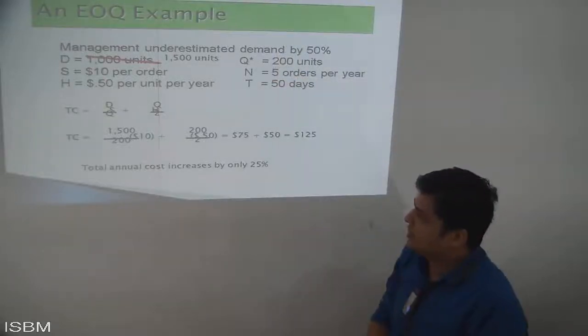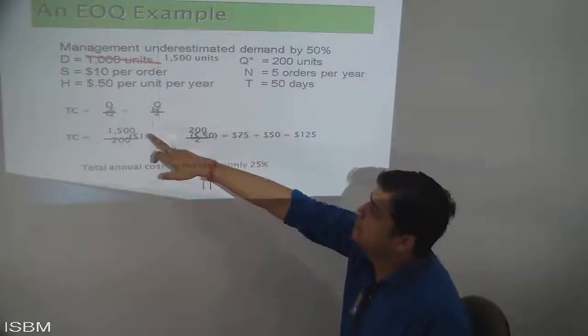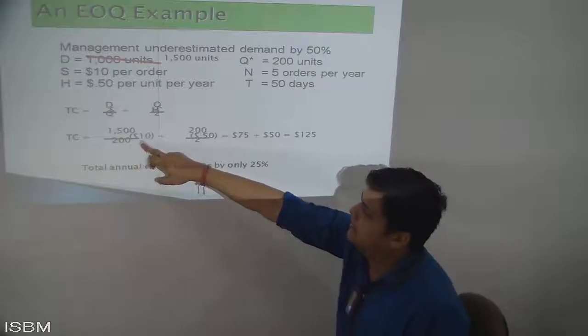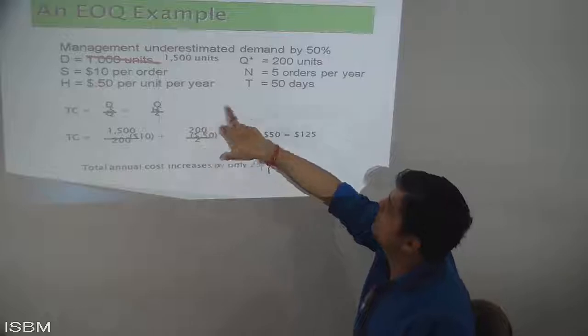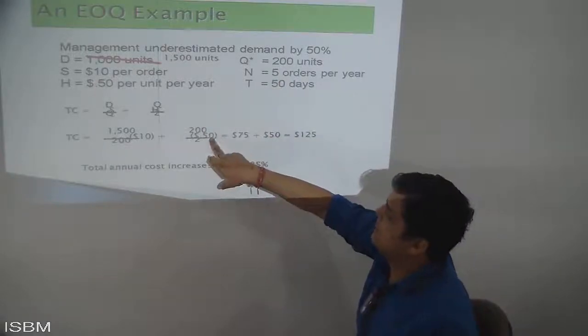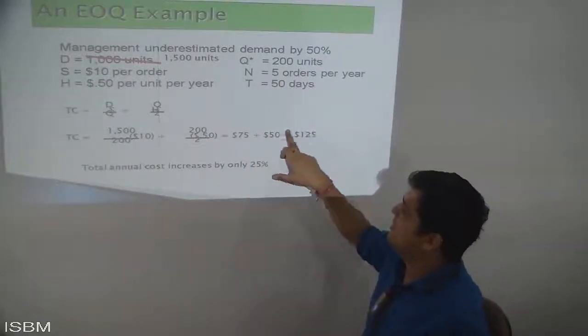Now we have to calculate the total cost. So D by Q into S: 1500 divided by 200 into S, $10, plus Q by 2 into H. Q is 200 by 2 into H is 0.50. So it now becomes 125.